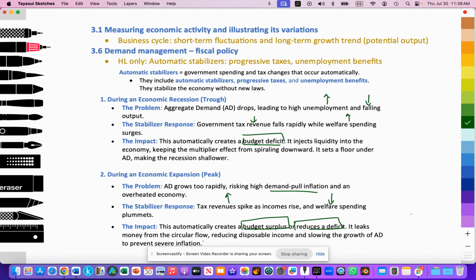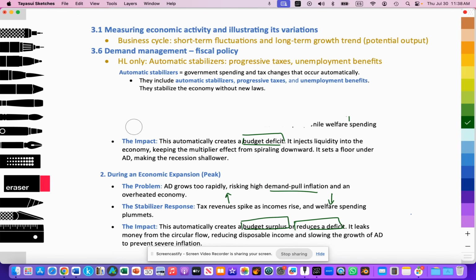It leaks money from the circular flow because governments are collecting more income tax revenue, maybe even more corporate tax revenue, wealth tax revenue, reducing disposable income for households, maybe even for firms, slowing the growth of AD to prevent a severe inflationary gap. Okay, so that's the overall idea. So let's go ahead and illustrate the business cycle.